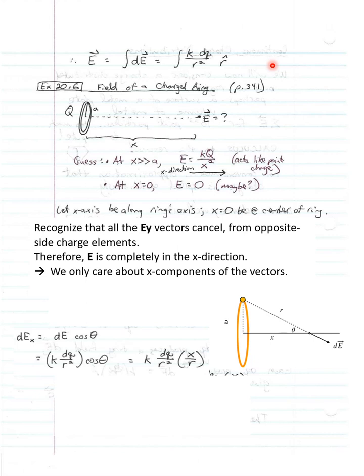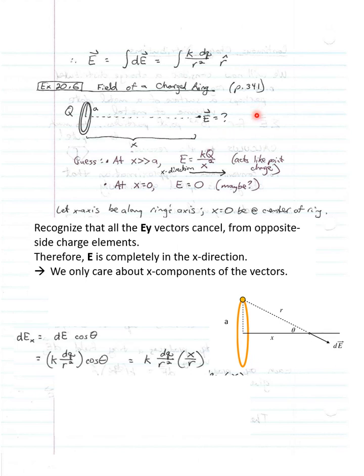The example we'll use is example 26, the field of a charged ring. It says a ring of radius a carries a charge Q, distributed evenly over the ring. Find an expression for the electric field at any point on the axis of the ring. All right, so you see the picture that I've drawn. Here's our ring with a radius a. It's got a charge Q distributed evenly along it. And somewhere along the x-axis, along the axis of the ring, we want to know what is the electric field.